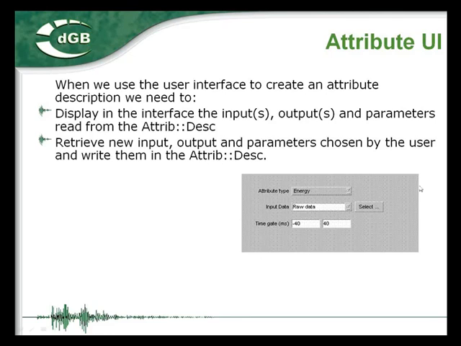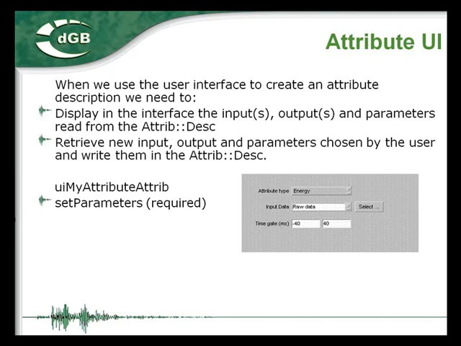So here you can see a very basic user interface. This is the one of the energy attribute, and I will show you for the reaching attribute how easy it can be to create such a thing. So when we use the user interface to create an attribute description, we need to do basically two sorts of things. The first one is to display in the interface all the data, so input, outputs, parameters that we read from the attribute description. And the next thing we need to do is to retrieve what the user typed, so the new input, the output, and parameters that are chosen by the user, and we need to write them in the attribute description.